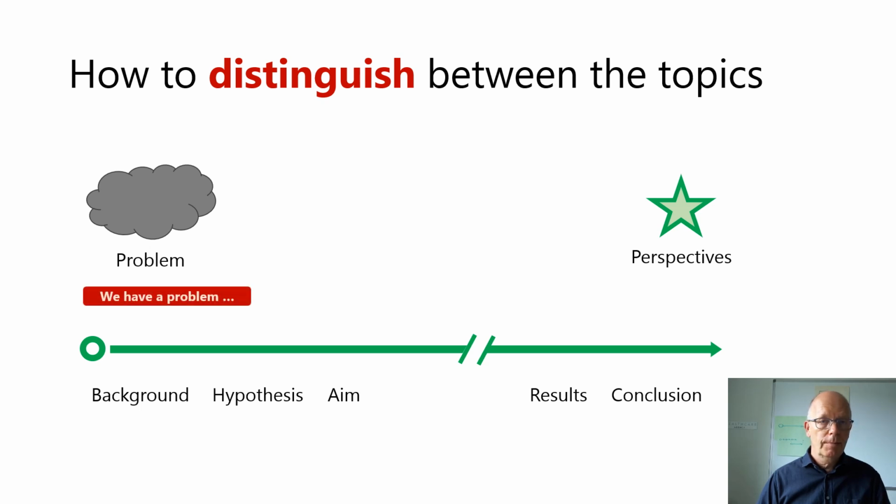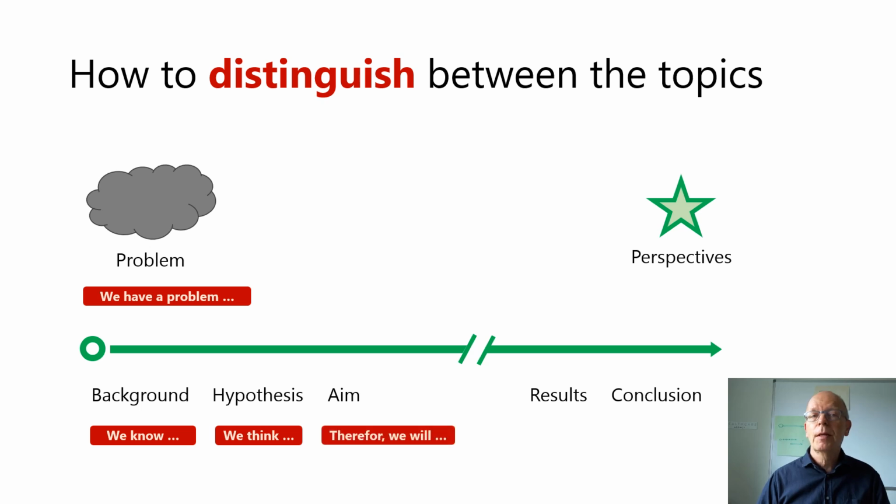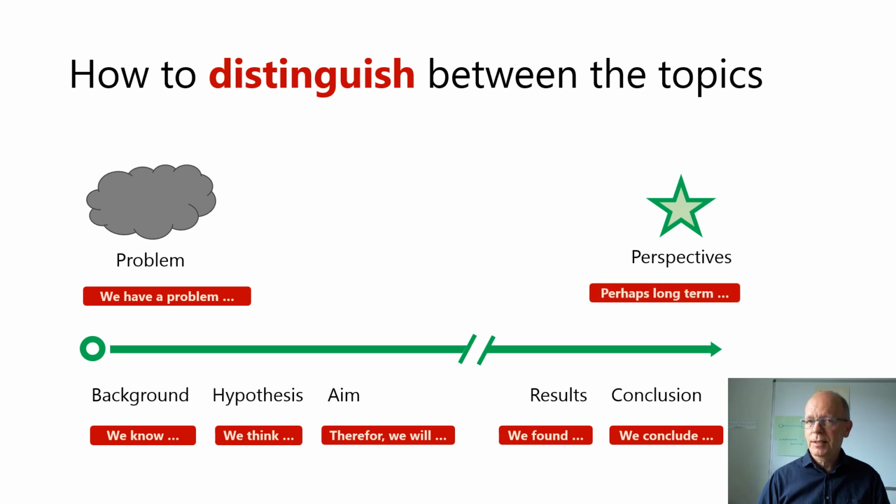We have a problem. We know something, we think, therefore we have a plan. We found and we conclude. And based on these facts, perhaps long term we can change something. So these patients at risk, maybe we can identify them with a biomarker and thereby give them a better treatment at an earlier stage.